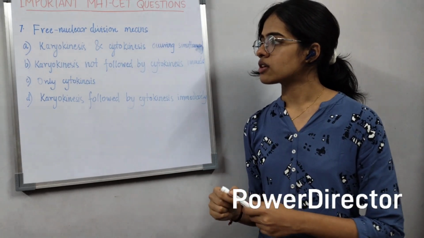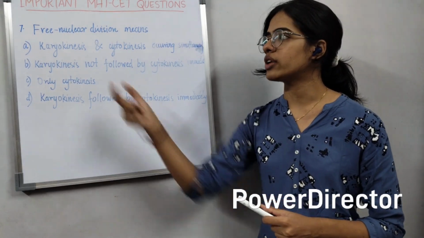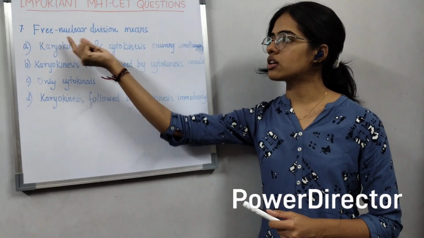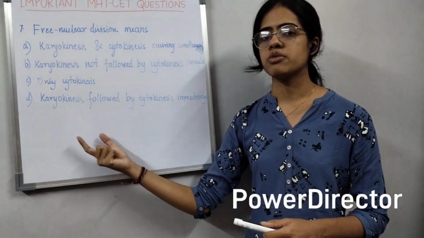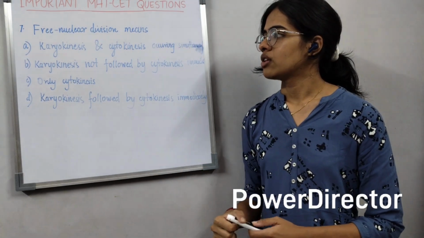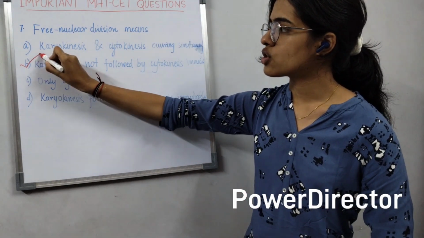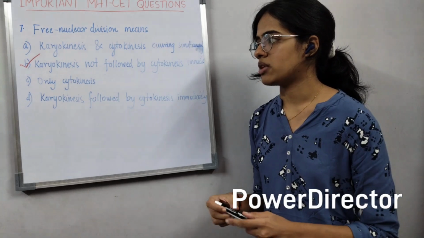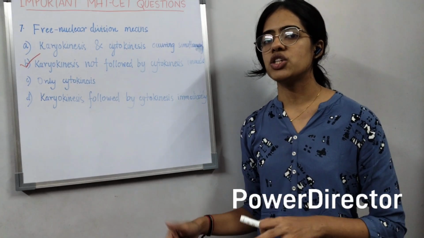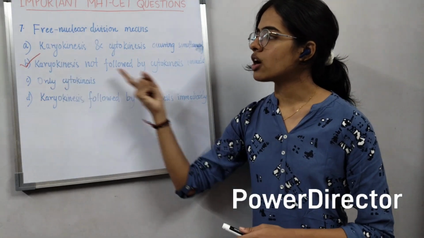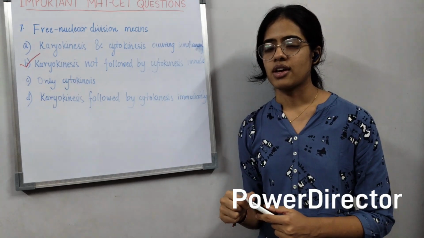So if we go through the options, now you can maybe understand what actually free nuclear division means. The term here is very clear, but in the options, you need to understand the scientific terms to get the correct answer. You understood? So the correct answer here is karyokinesis not followed by cytokinesis immediately. I explained that free nuclear division is the division of nucleus without immediate cell formation. So that is exactly what option B is saying, using scientific terms.